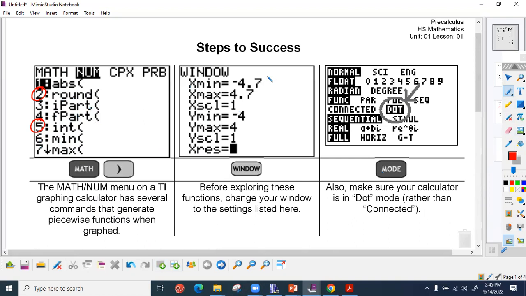We're also going to change the settings of our calculator, the window settings, so that we can be in a perfect zoom window to see the difference. And then the other thing is we're going to change connected to dot. On your calculator, it's going to say thick dot or thin dot. I don't know why it says that now. It doesn't really matter which one it does.